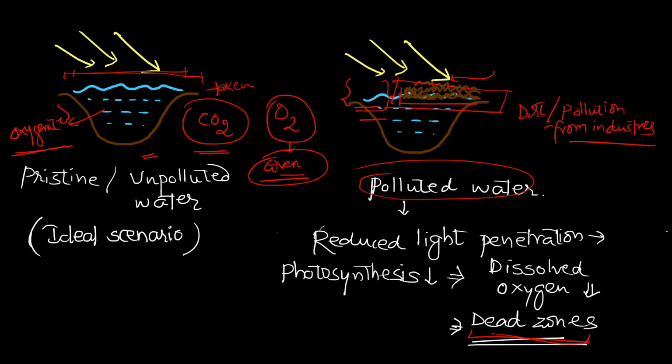So the aquatic animals, aquatic species, they require oxygen in order to be alive. But where there is pollution, the penetration is reduced, and that is why the photosynthesis gets reduced, and that is how the oxygen gets reduced, and because of this oxygen is very low, and eventually a dead zone is created. But BOD is a certain amount of oxygen that is required.